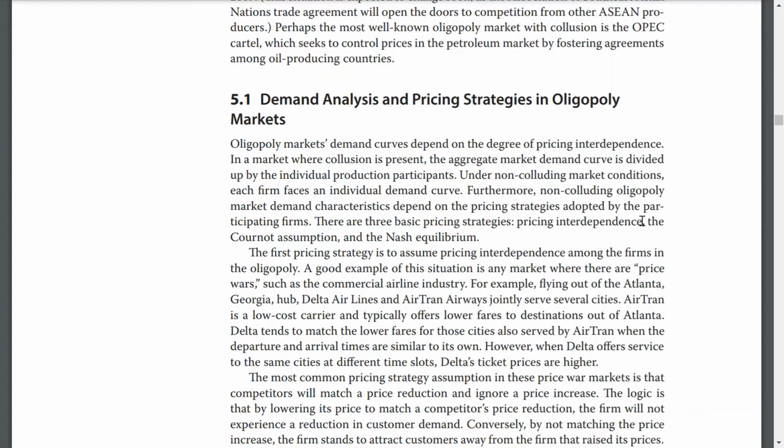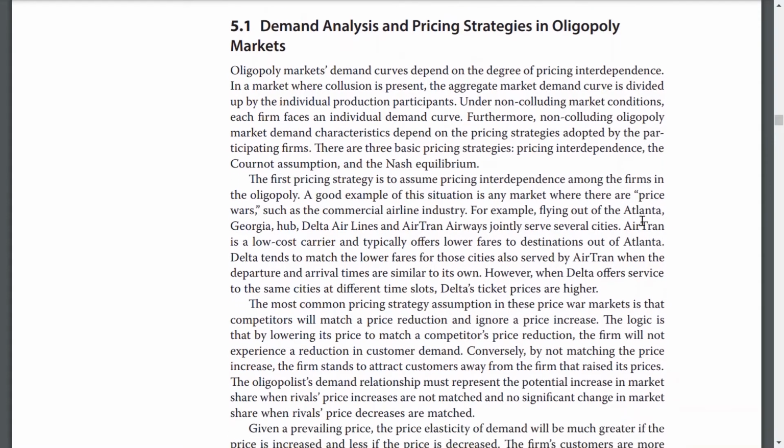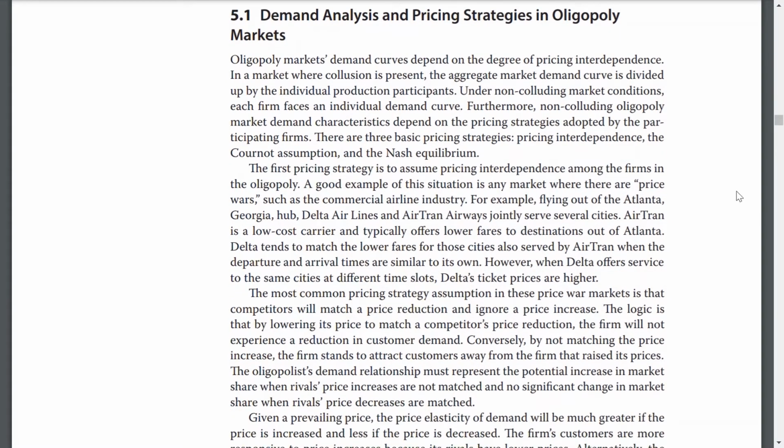Furthermore, non-colluding oligopoly market demand characteristics depend on the pricing strategies adopted by participating firms. There are three basic pricing strategies: pricing interdependence, the Cournot assumptions, and the Nash equilibrium. The first pricing strategy is to assume pricing interdependence among the firms in the oligopoly. A good example of this situation is any market where there are price wars, such as the commercial airline industry.